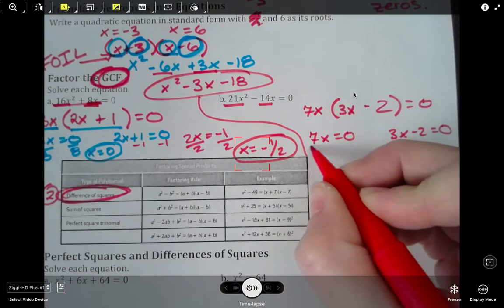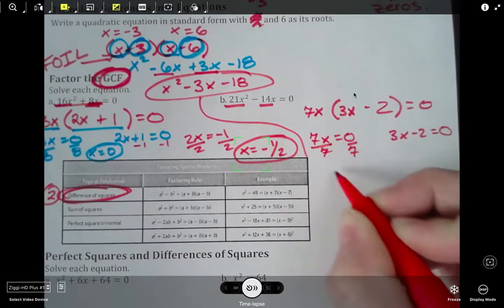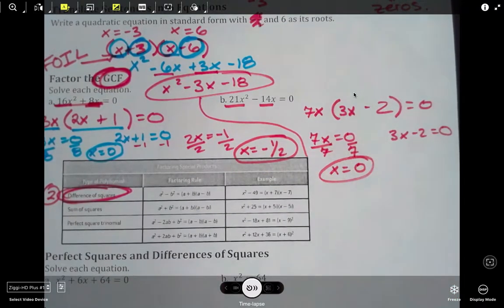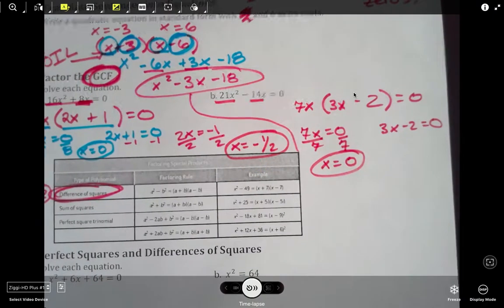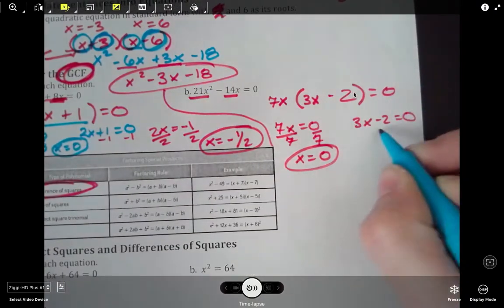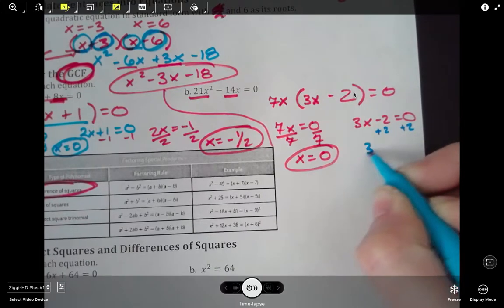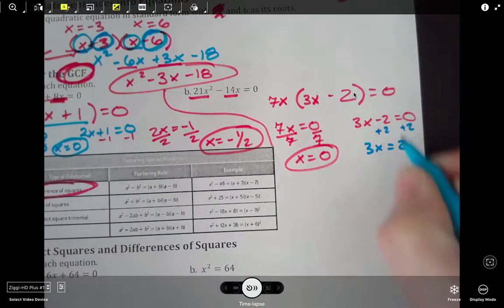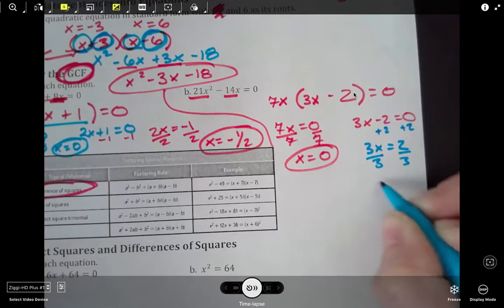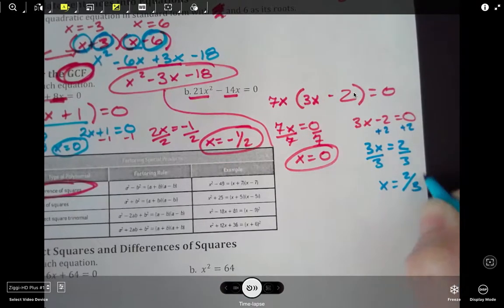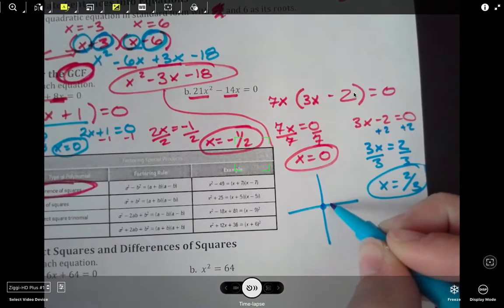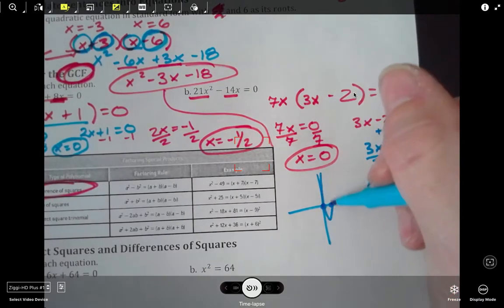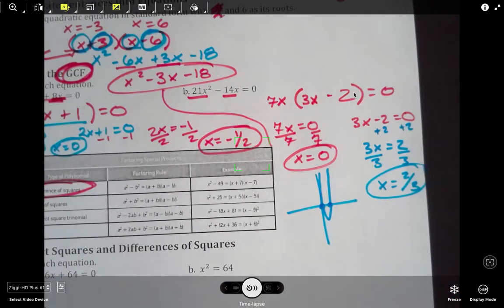Divide by 7. X is 0. And then 3x minus 2, what do you do? Plus 2. 3x equals 2. And then divide by 3. X is, just leave it as 2/3. Now, what does that mean? 0 and 2/3. Still really close together. That's really skinny, but that's what that means, right?